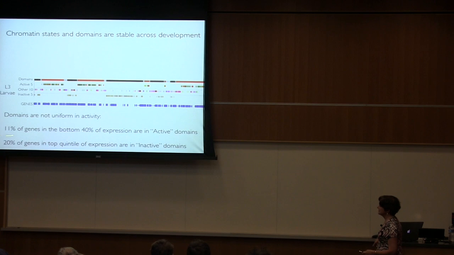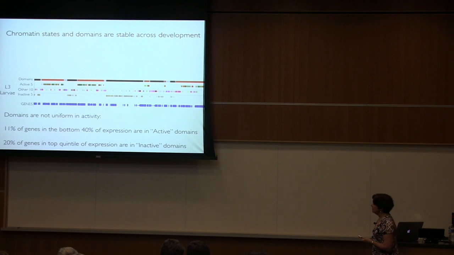And so 11% of genes that are in the bottom 40% of expression, very lowly expressed, are actually in active domains. And also 20% of genes in the top 20% of expression are in the inactive domain. So we have active genes here for sure, and we definitely have inactive, lowly active genes here. These are just called based on the states.